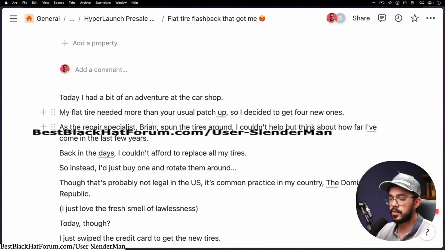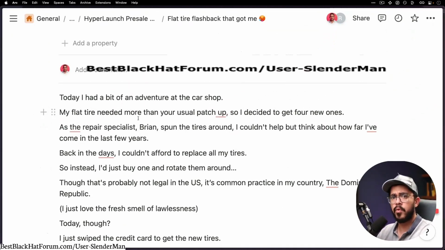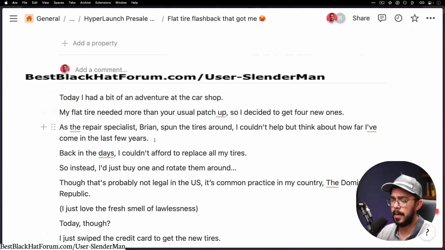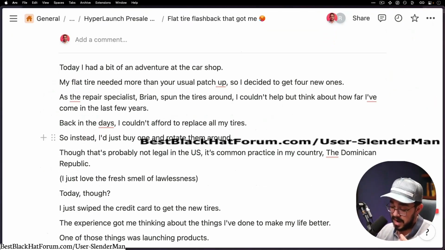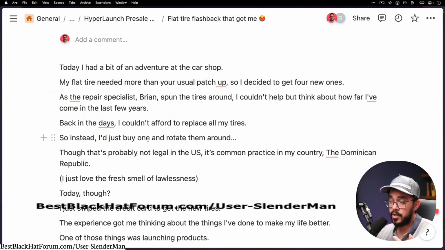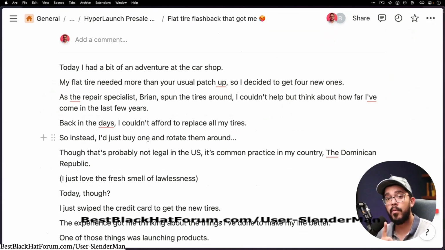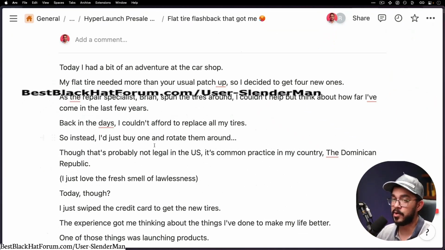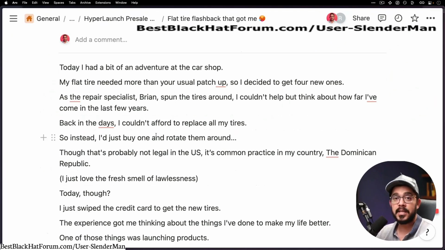In this case, I took something that happened to me the same day I wrote this email, by the way, that I had a flat tire and I had to change it up and patch it up. But before, in the past, I didn't actually have the money to buy new tires. So what I did was buy one and rotate them around, which I don't think is legal, okay? Don't do that. Anyhow, I did that because I didn't have the money.